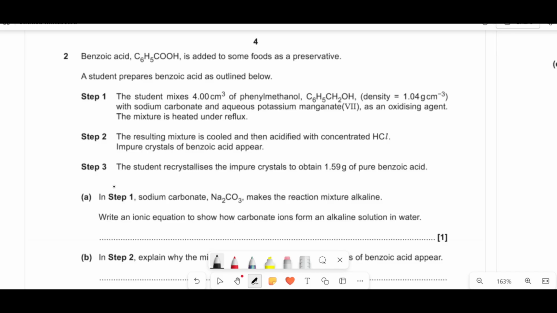So benzoic acid is added to some foods as a preservative, and they prepare benzoic acid by mixing 4 centimeters cubed of phenyl methanol with that density and sodium carbonate, and then aqueous potassium manganate as an oxidizing agent. They heat it under reflux. They get this mixture. They cool it and then add acidified concentrated HCl, and impure crystals of benzoic acid appear. They then recrystallize these to obtain 1.59 grams of pure benzoic acid.